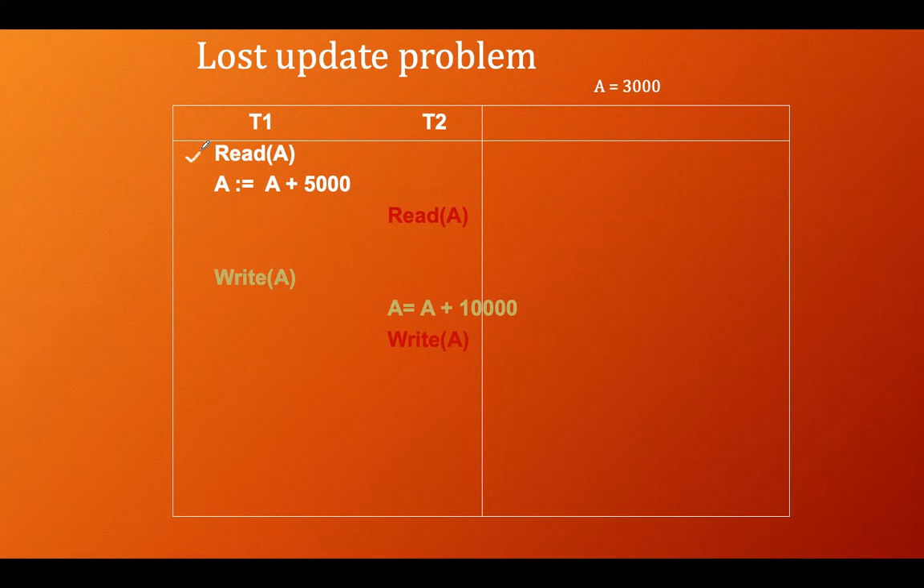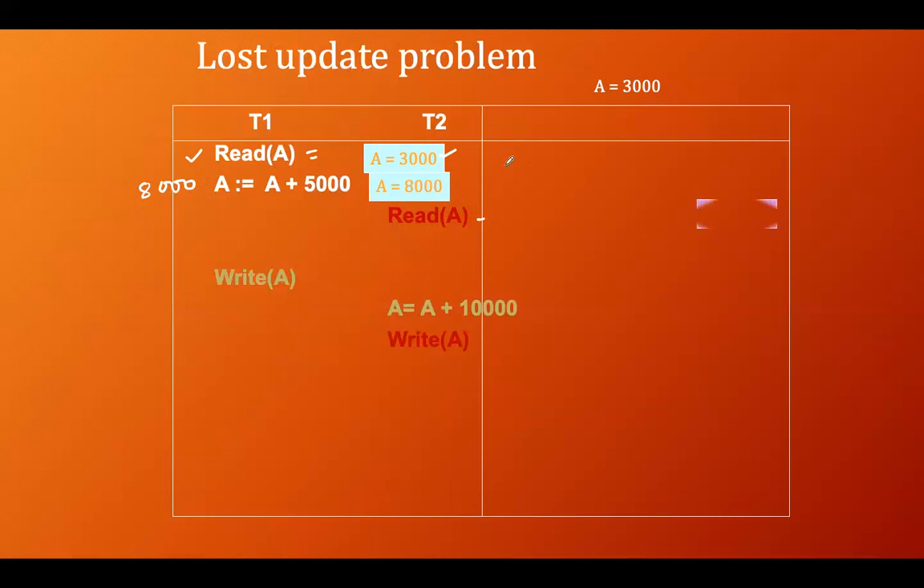Now, when we start the execution, this read will start. Read is reading A. How much am I reading? I am reading 3000, and that is correct. After that, I am updating the value of A in the buffer. What is the value of A right now? 3000 plus 5000, it will be 8000. Now, after that, there is a read operation again. What is the value of A right now? It is 8000.